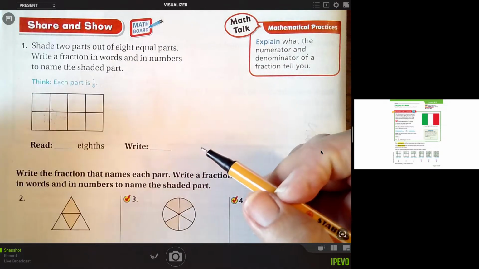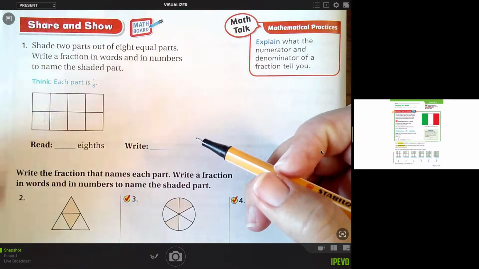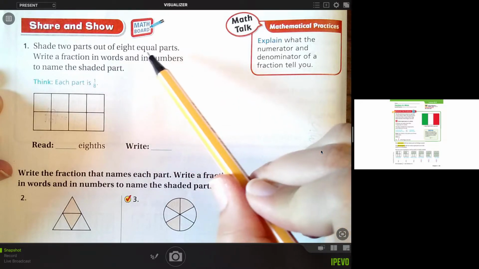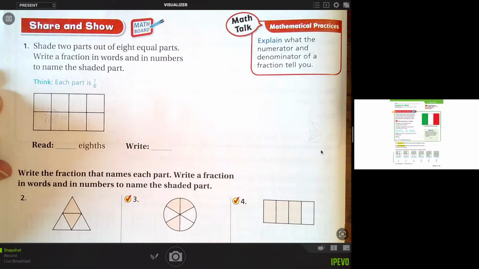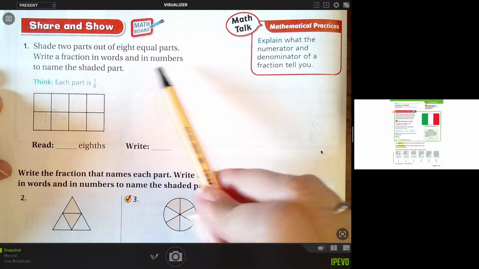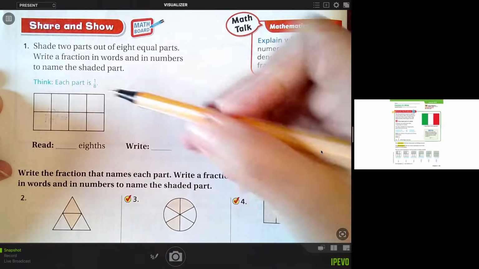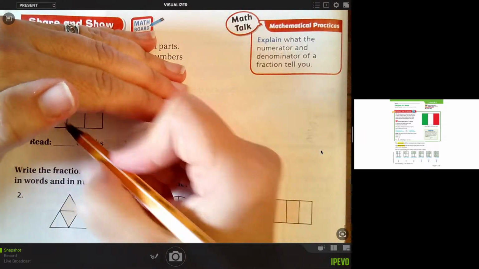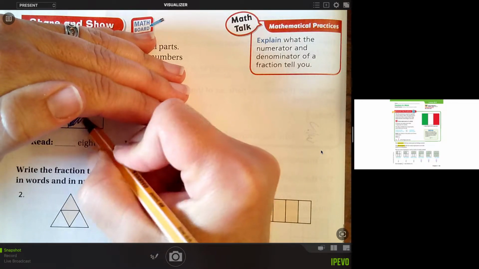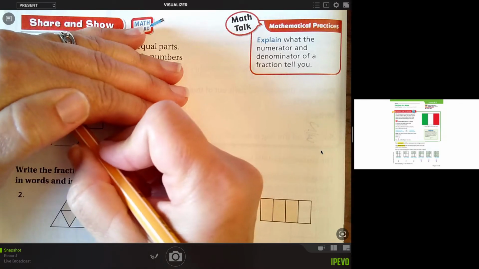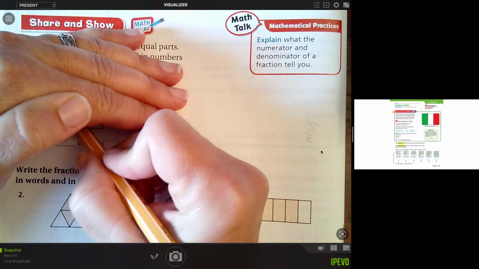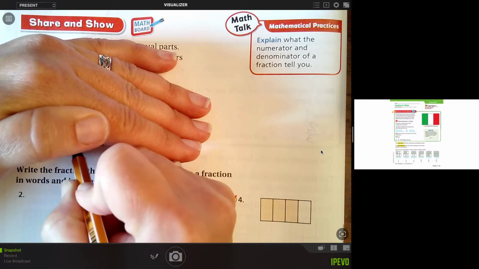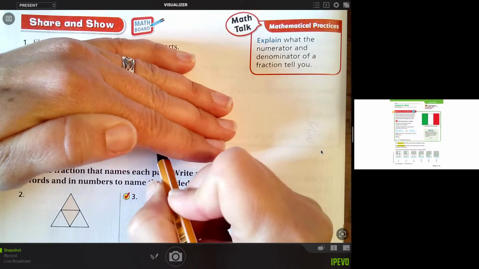Share and show. I am going to be asking that you do this work and check your answers. So you're going to shade 2 parts out of 8 equal parts. You can shade any 2 parts. And then you're going to write a fraction in words and in numbers to name the shaded part. Now remember, each part is 1/8. So you can shade any 2 you want. I'm going to shade my 2. You can shade your 2 and see if yours are the same 2 that I shaded. Maybe not. It's probably not likely. And then you're going to have to write the word and the fraction.